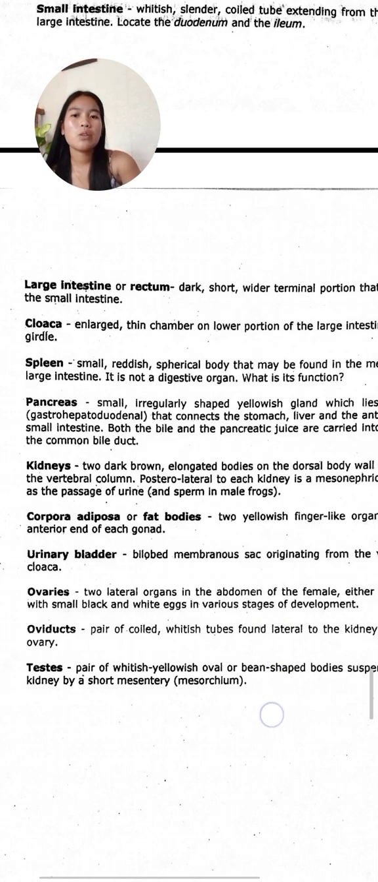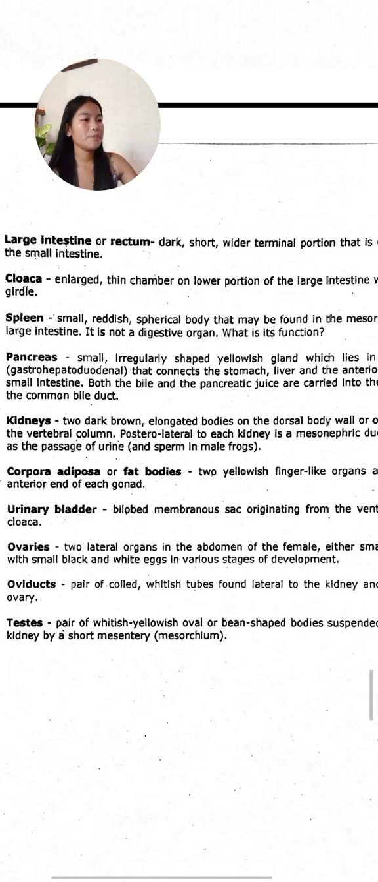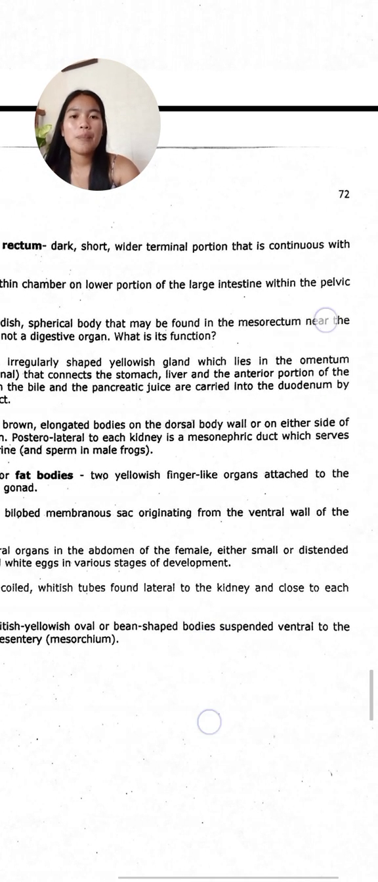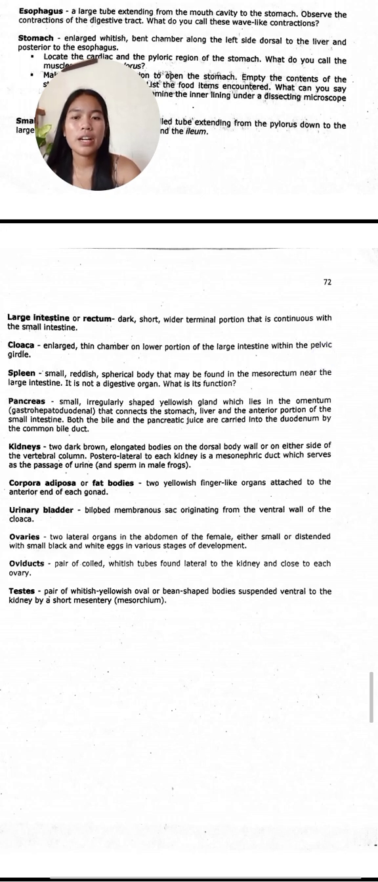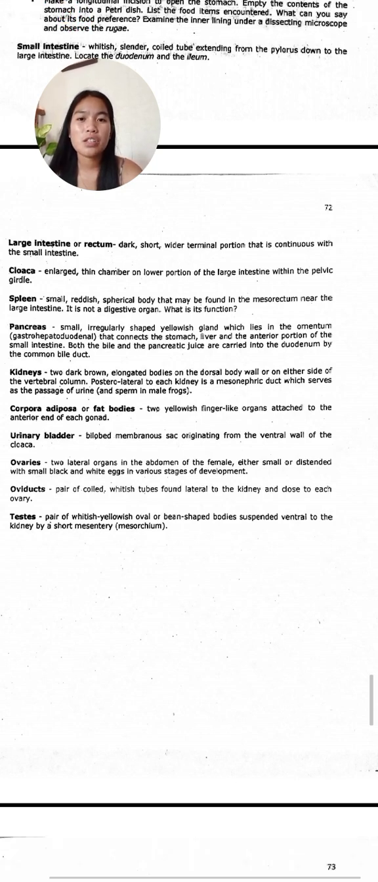So next is cloaca. So cloaca is an enlarged thin chamber portion of the large intestine with the pelvic girdle. So next is spleen. Spleen is a small reddish spherical body that may be found in the mesorectum near the large intestine. It is not a digestive organ. So what is its function?